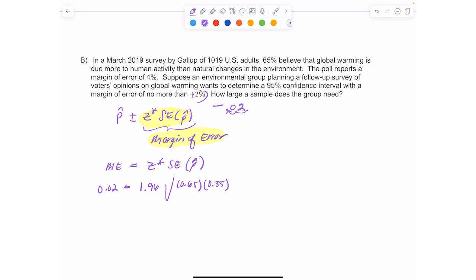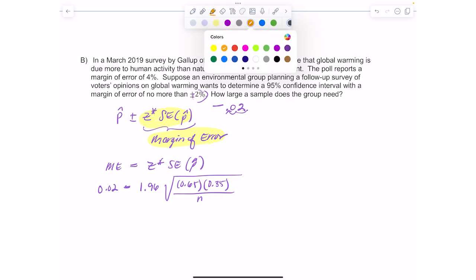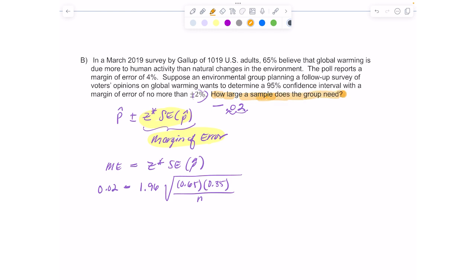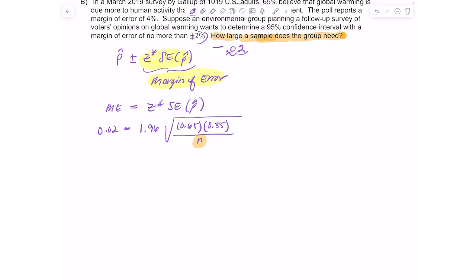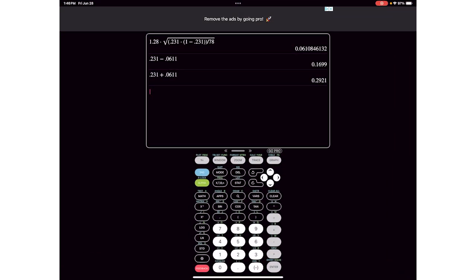And then n is what I'm looking for, because I'm trying to find out how large a sample the group needs. When they're asking me for the sample, remember they're asking me for n. So you're going to need to do some algebra here to solve for n. The first thing I'm going to do to get n by itself is divide both sides by 1.96. So you'll get 0.02 divided by 1.96 equals the square root of 0.65 times 0.35 divided by n. I'm just going to do 0.65 times 0.35, which equals 0.2275.